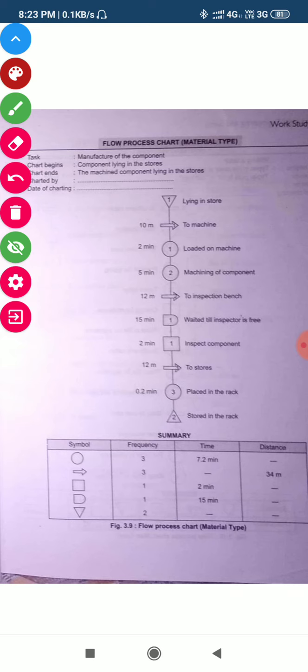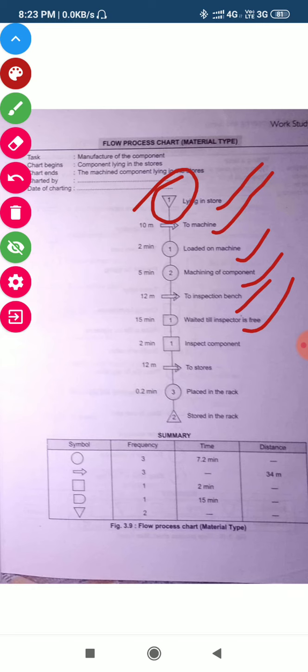Here the store symbol is noted like this: our raw material lying in a store. Then the transportation takes place, where our material travels 10 meters to the machine, and after that 2 minutes it will take to load to the machine. After this, the machining operation of the component takes 5 minutes. Then our material goes to the inspection bench, about 12 meters from the operation, and it waits until the inspection is free, which is 15 minutes. It is the delay time, shown by the capital D.